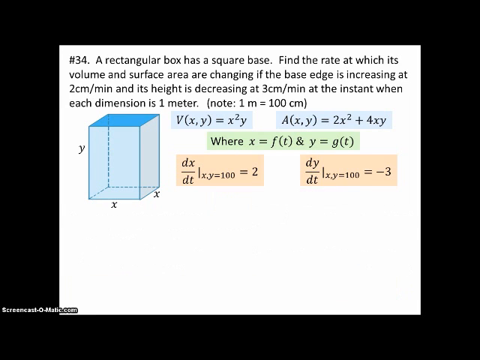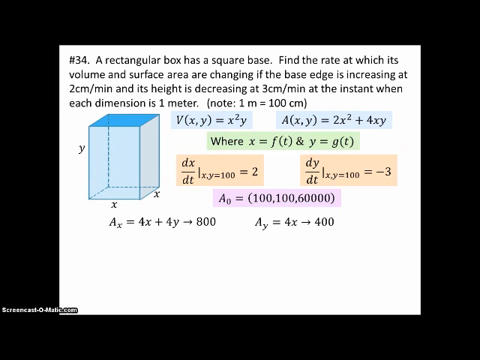Okay, now let's get rid of all that and look at the surface area. The point would be 100, 100, and then if you plug those numbers in for x and y in the area formula, you get 60,000 square centimeters. So the partial derivative with respect to x using the area formula, the 2x squared goes to 4x, and then the coefficient of x in the second term is 4y. Put 100 in for x and y, and you get 800.